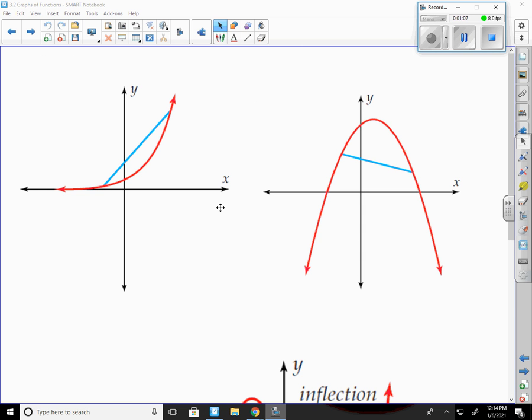Okay, so when we look at these graphs, we can determine the concavity based on the line segment that connects 2 points. So this is our graph in red, right? And the line segment that's drawn between the 2 points is above the red line, right? So if we look back at our definition, it said that if the segment that connects any 2 points is above the line, then it makes it concave up.